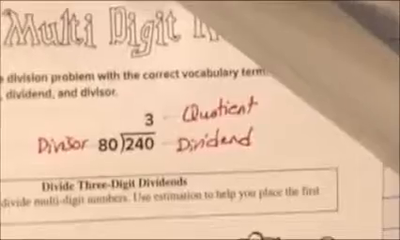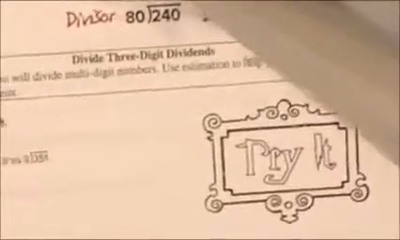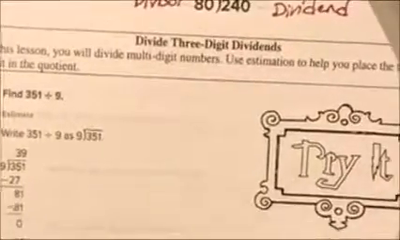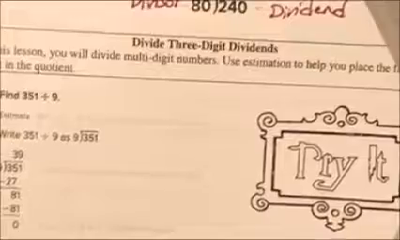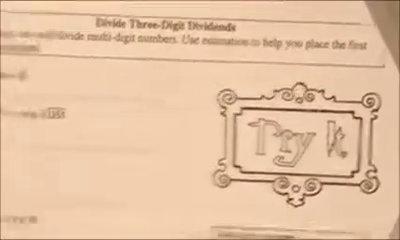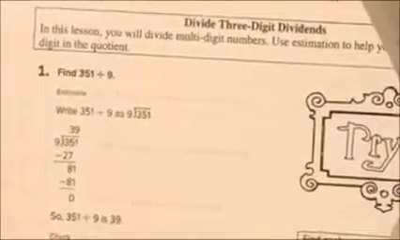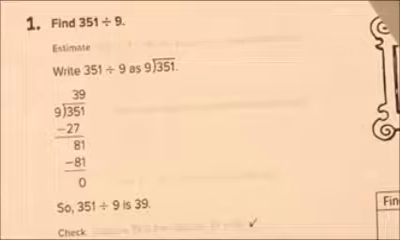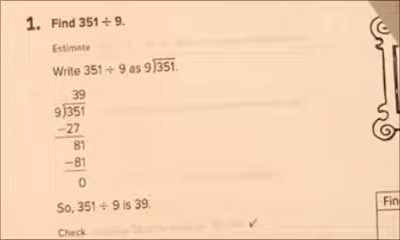So if I divide 3-digit dividends, it says in this lesson you will divide multi-digit numbers. Use estimation to help you place the first digit in the quotient. Let's look at example number 1. Example number 1 says find 351 divided by 9.